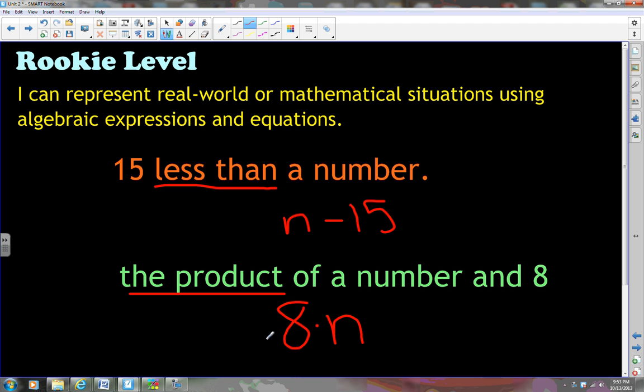Now, here's one way that we could write that. The other way that we'll see more and more in 7th grade and especially 8th grade looks like this, where there's no dot, there's no x. We just know that a number and a variable means multiply. Okay, let's move on from that rookie level and move on to the pro level.